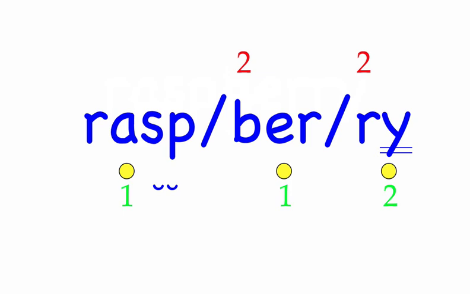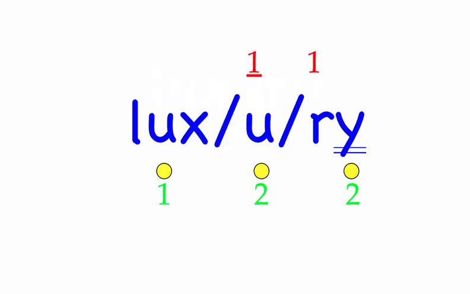Luxury. I am going on a luxury cruise. Luxury, 3 syllables. First syllable, lux, three sounds: l, u, x. Second syllable, one sound, u. Ry, two sounds, r, e. Lux, u, ry. Mark the word.